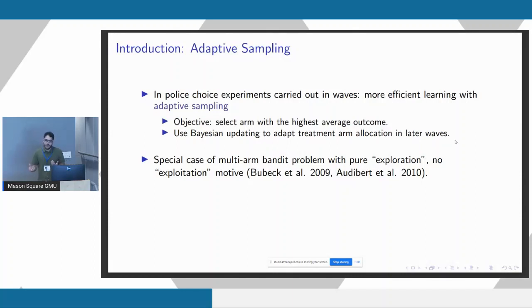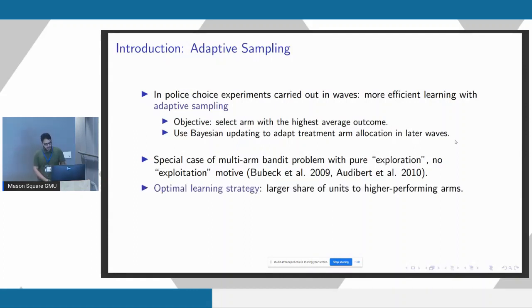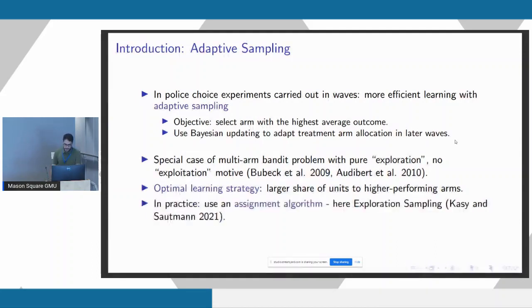As some of you may have already figured out, this is a special case of a multi-arm bandit problem with pure exploration, no exploitation motive. What is the optimal learning strategy here? We would like a large share of units on high-performing arms. Which algorithm do we use in this case? We use exploration sampling, which was proposed by Kasy and Sautmann in 2021.